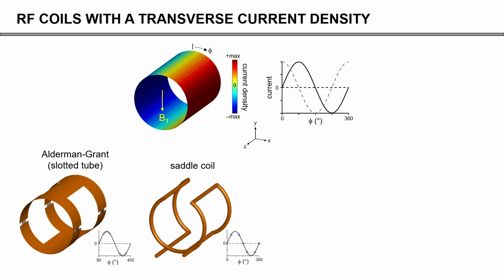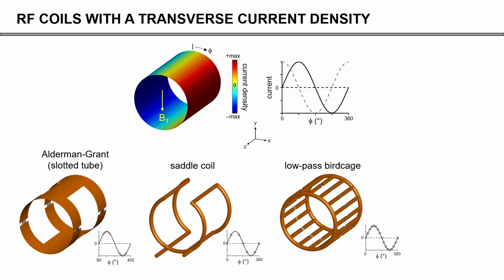Saddle-shaped coil is another approximation. Again, it's approximated with about 7 or 8 points. And probably the most popular one is the so-called birdcage coil. Depending on the number of rungs that you have, you can get a really, really good approximation. So 16 rungs is pretty standard, up to 32 rungs. And you can see that you approximate this sinusoidal distribution quite well.